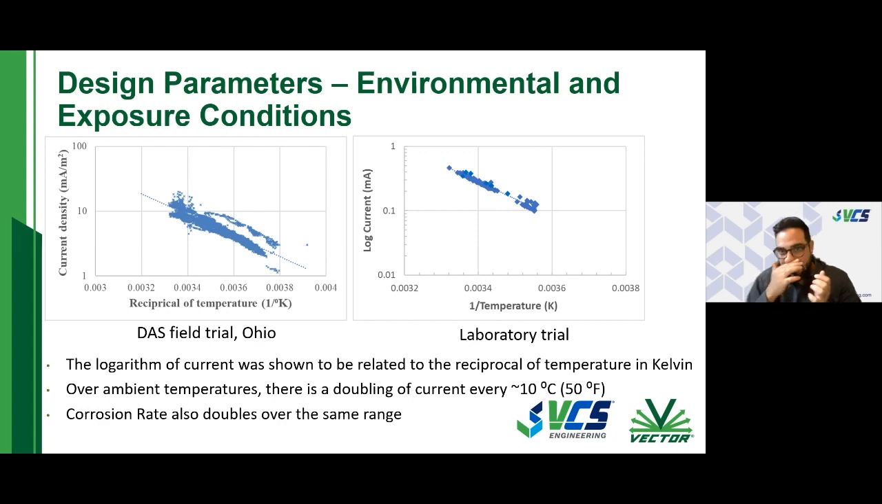And we compared that to laboratory trials where we were just looking at corrosion activity in general. And again, we have the logarithmic current on the y-axis and reciprocal of the temperature on the x-axis. And again, we were able to see that same linear relationship with temperature and current output. And so I guess the takeaway from this slide is to understand that as your temperature increases, your corrosion current is increasing, but also you need to design and consider that when you're designing any sort of corrosion protection systems.